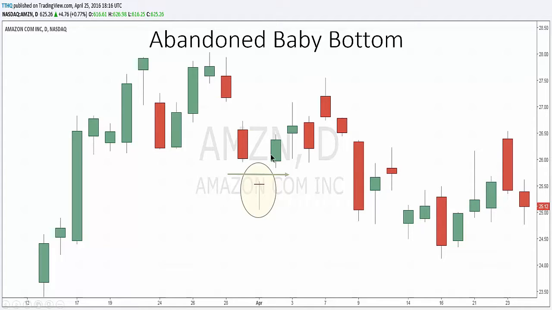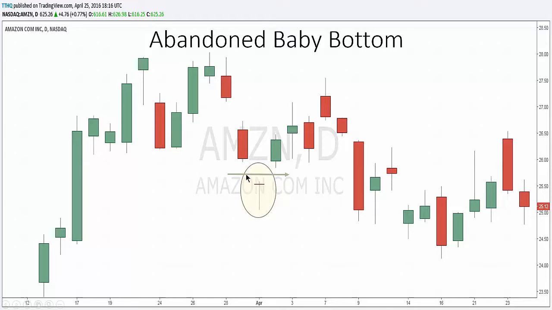And then another candlestick will form. The doji will be absolutely abandoned, and it will not be at the same price level of any other candlesticks. We can draw a line right through this gap, and it doesn't touch any of the wicks.